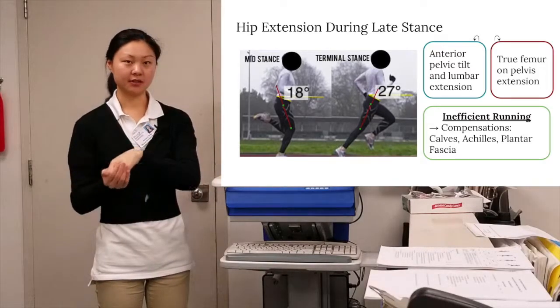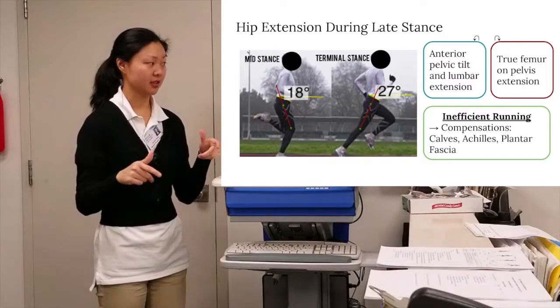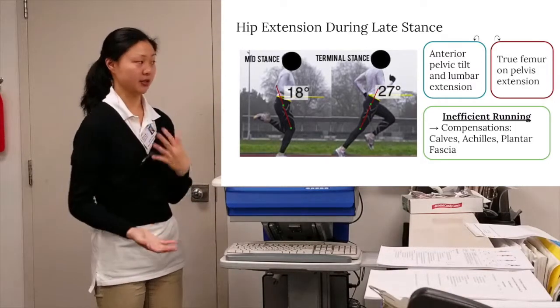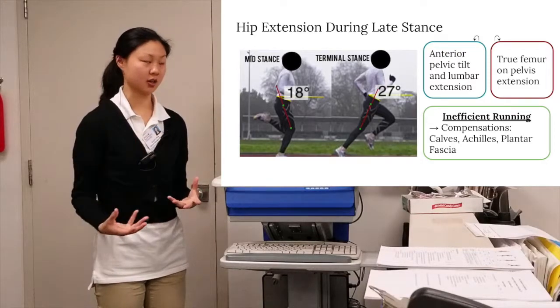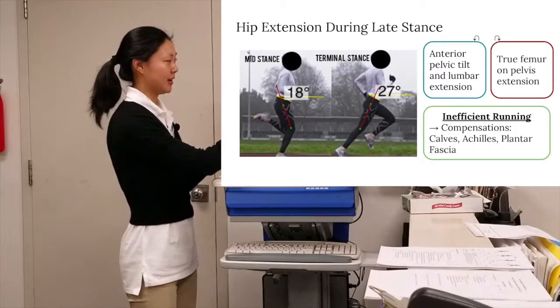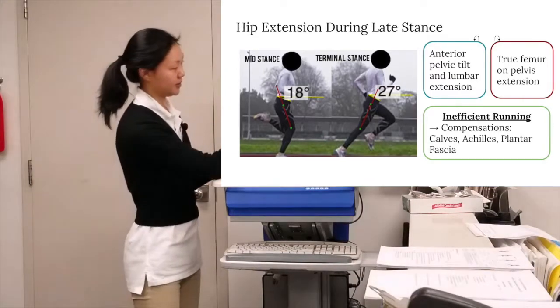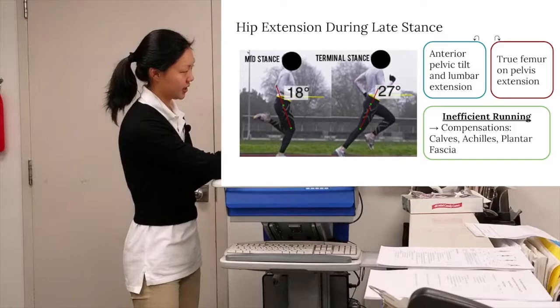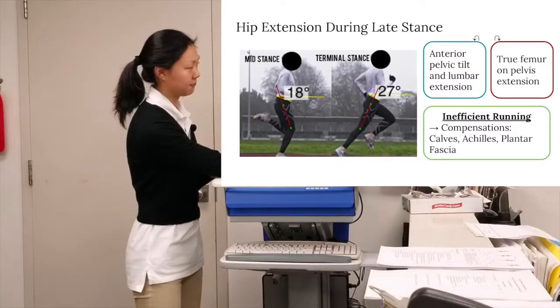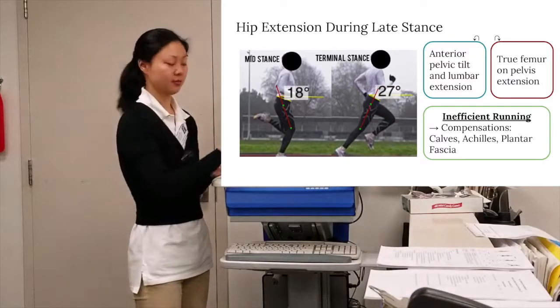If you compensate with your lumbar spine or the pelvic tilt itself, you're going to compensate with your calves and Achilles and plantar fascia. So other places are going to get the shock that we don't want them to get. In here you can see, this is just a picture I saw online, but this patient doesn't really have true hip extension because of the anterior tilt here, as well as slightly extending from the lumbar spine.